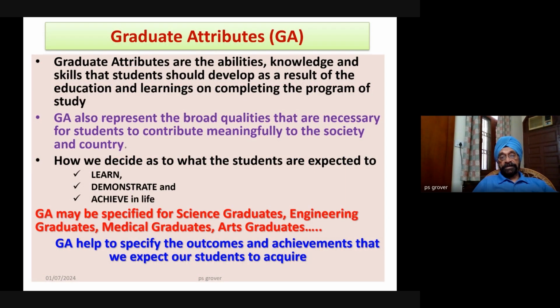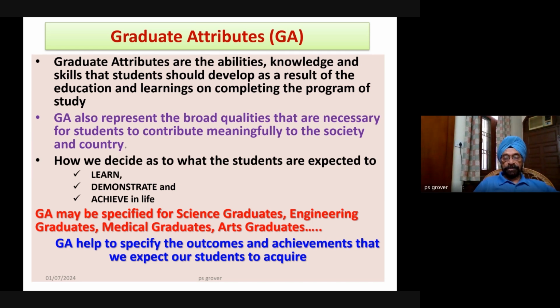Now the issue is, I have to design the curriculum. The curriculum is to be designed keeping in mind what kind of students we want to train, educate, and prepare. Let us say we want our students to be entrepreneurs. We want our students to be good engineers, autonomous, and so on. So these things are expressed in the form of graduate attributes. The attributes are the abilities, knowledge, and skills that students should develop as a result of the education and learning in a completed program of study.